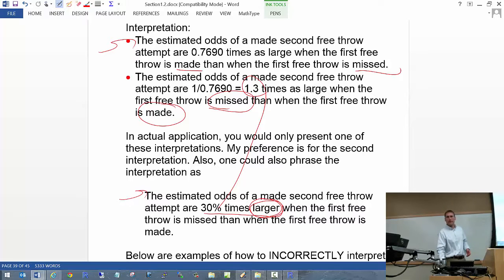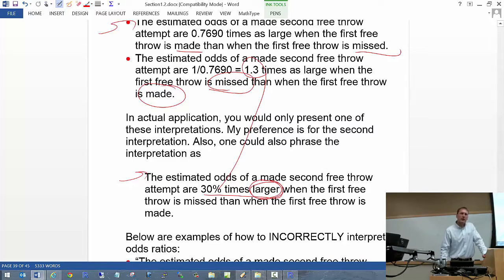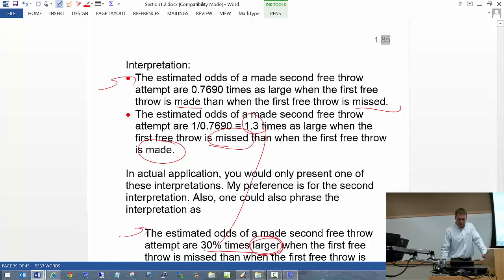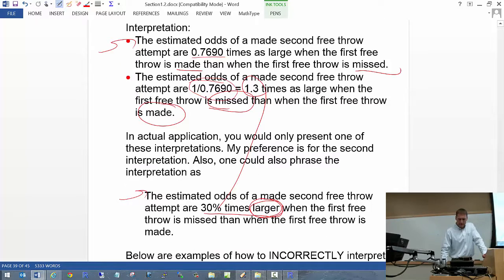Any questions? Yes. So on that, if you use the first interpretation, would you say 27% times larger if you flip the missed and made around as well? Well, notice I did flip it. But I meant, when you say 30% times larger, when the first is missed and the second is made, could you flip that the other way for a fourth interpretation as well? You could say, let's see now, you could say 23% times smaller. I think that's what you're getting at. Yeah.